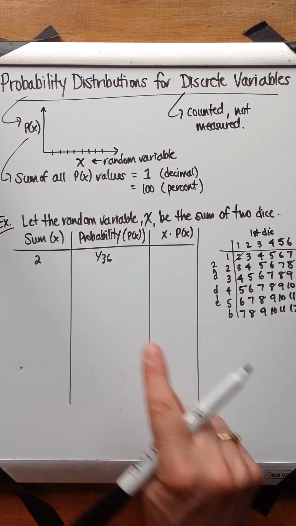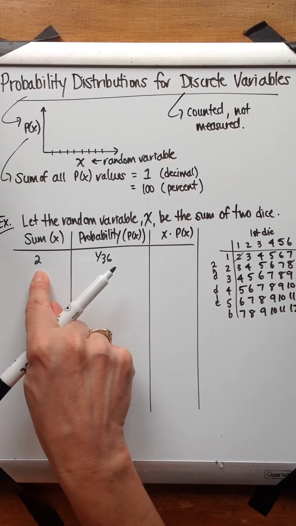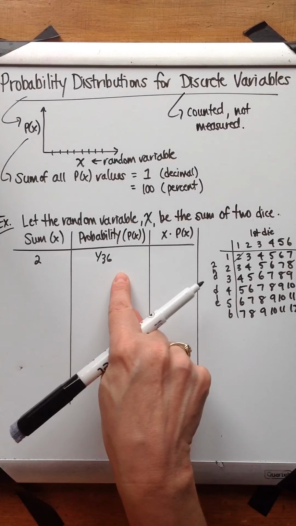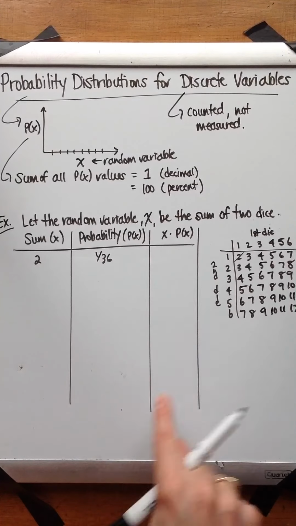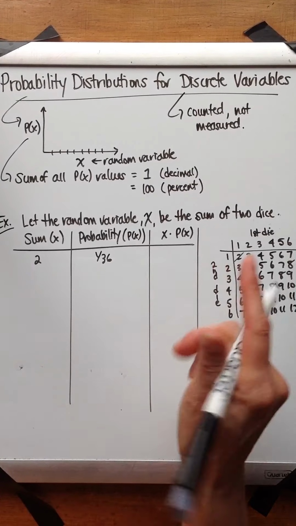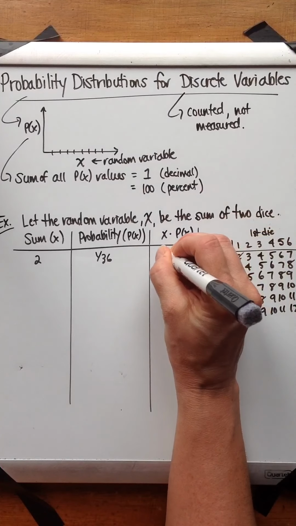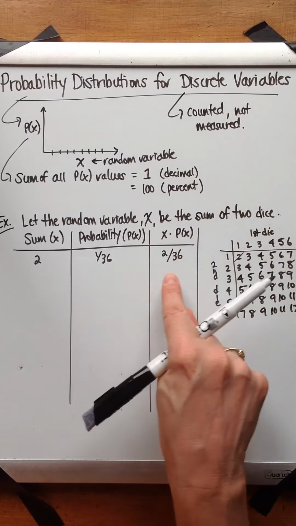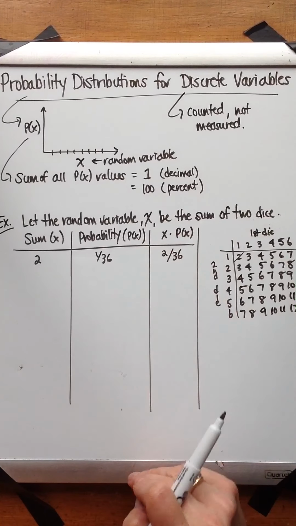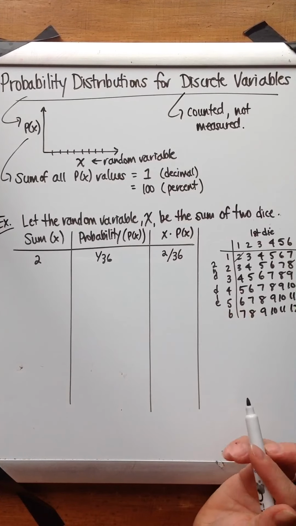And I want to multiply the value of x times its probability to introduce you to a new concept once I finish the table. So I'm going to do that right now. 2 times 1 over 36, I'm just going to leave as 2 over 36 right now. We can reduce it. I'm not going to, and you'll see why in a little bit.